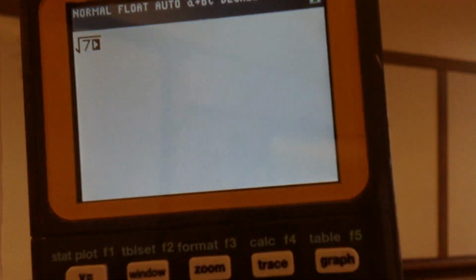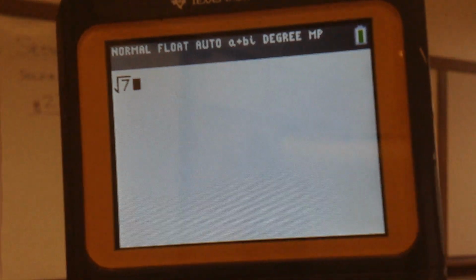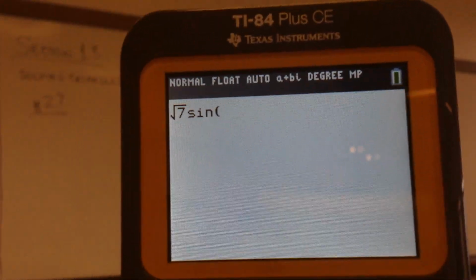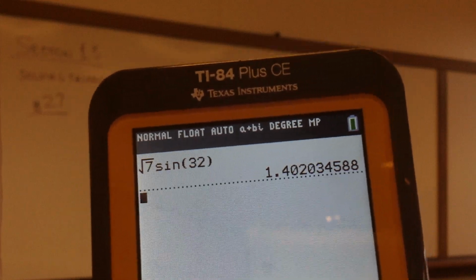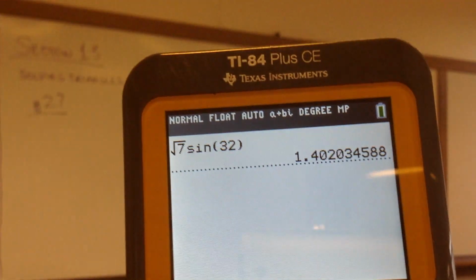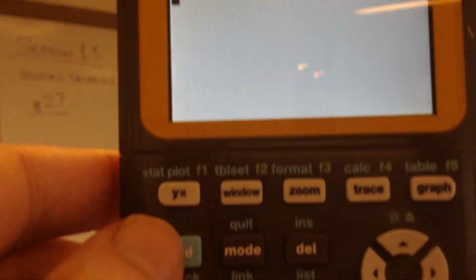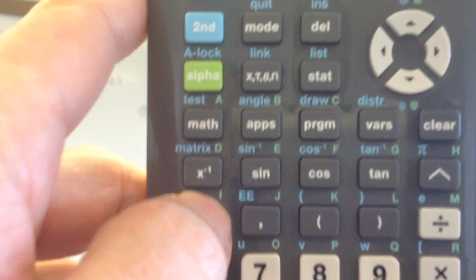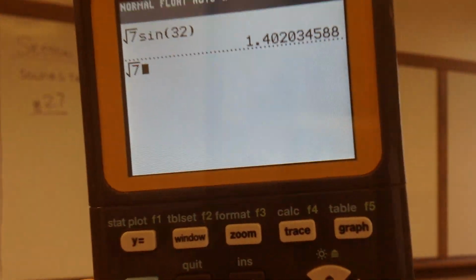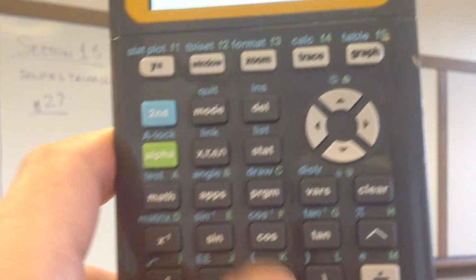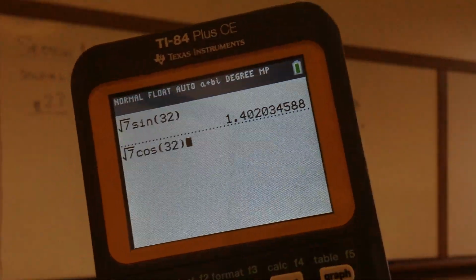Okay, so what I want to do is use the right arrow to get out of the square root symbol, then hit sine 32, and okay, there is the value for B, and then I'll do the same thing for A. I do square root 7, right, and then I've got to arrow out of the square root, and then say cosine 32, okay, and then there's that one.